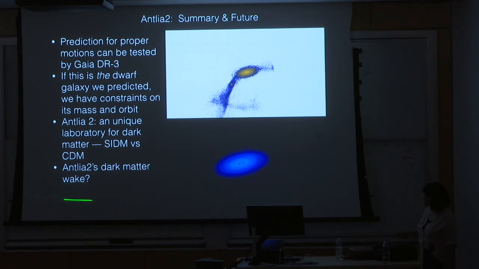Another, I think, again, very interesting line here is looking at dark matter wakes from these passing massive satellites. And Antlia, because it is massive, may leave a very sizable dark matter wake that, again, would give us a constraint on its total mass. And its orbit is in a very different direction from the LMC. So we should be able to disentangle those two effects.